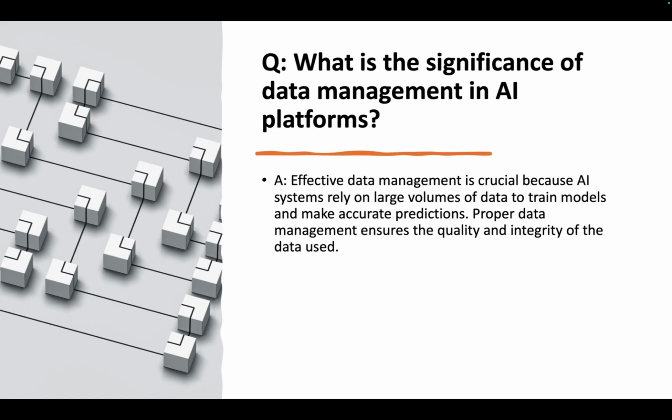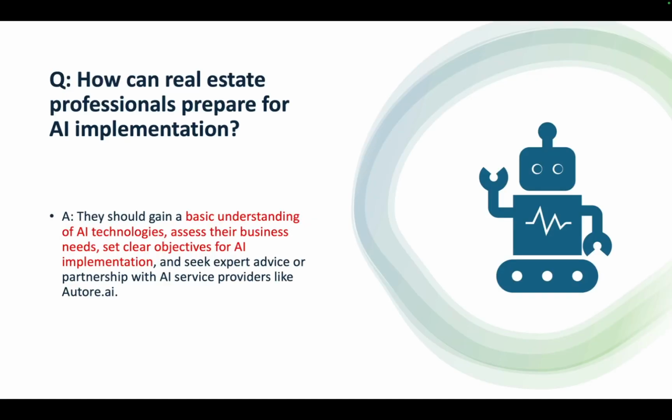So effective data management is crucial because AI systems rely on large volumes of data to train models and make accurate predictions. So proper data management ensures that the quality is there, the integrity of the data is there, and as a result, the outcome of the predictions or what you're using the AI for would also be of a very, very high quality. So that's the answer to the question on what is the significance of data management in AI platforms.